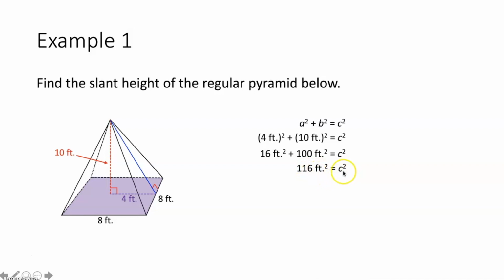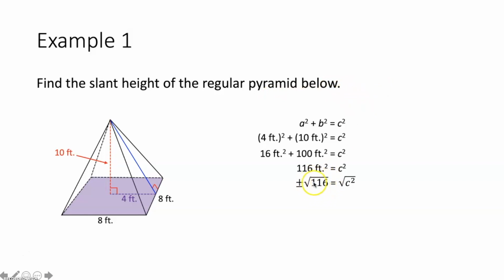Now, how do we solve for C? Well, we need to get rid of the square. So we're going to square root both sides. And anytime you square root a variable squared, on the other side you need to put plus or minus. Now what happens is the square root and the square cancel each other out. We just get C is equal to, and we have rad 116 over here. Now, this doesn't give us any rounding instructions. So what we're going to do is we're going to leave it in simplest radical form.